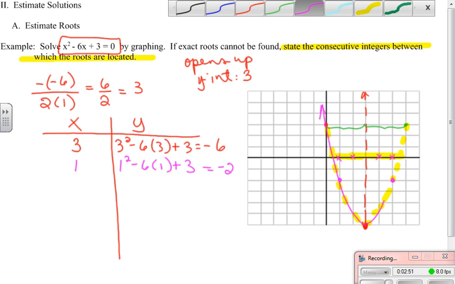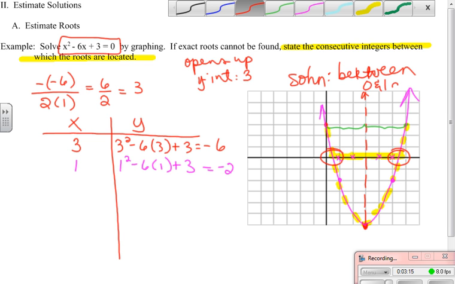Now I can clearly see that my curve is going to continue like this. So my solution is going to happen here and here. I don't need to test any other points because that is the point on the axis I'm most interested in. So what I write is that my solution is between 0 and 1 and, 1, 2, 3, 4, 5, between 5 and 6.